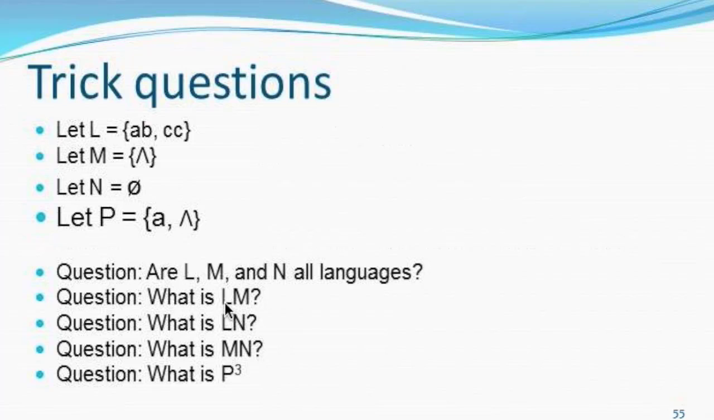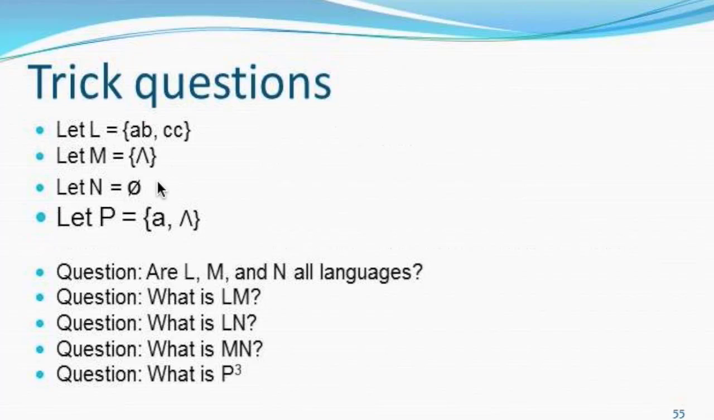The next question, what is LM, the product of the language L with the language M? Since the language M just contains the empty string lambda, LM is just going to be the same as L, right? If we talk about LN, the product of L and N, well, remember language product is take one thing from here and one thing from here and concatenate it. There is nothing in N, right? N is the empty set. So the product LN produces the empty set.